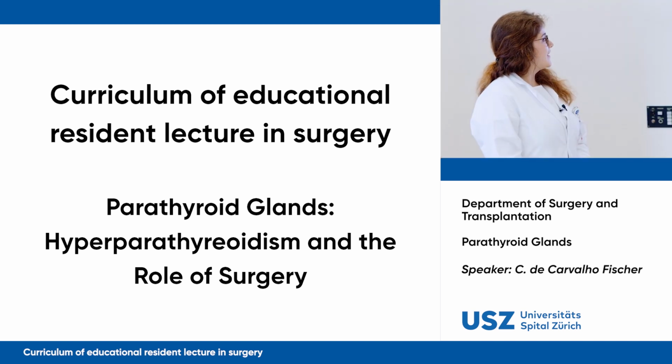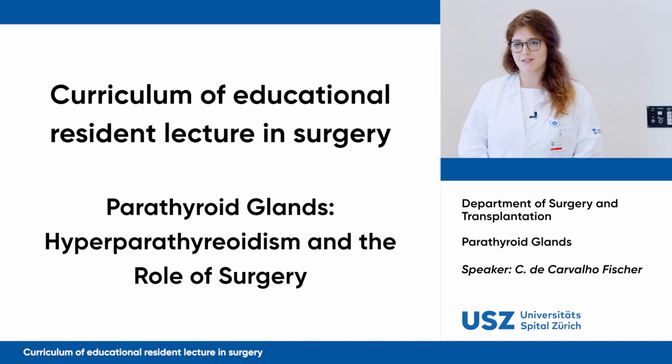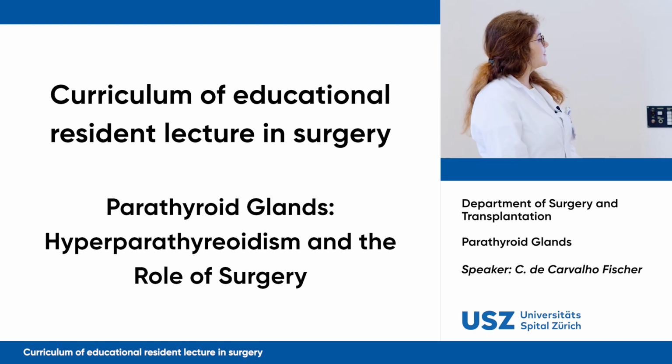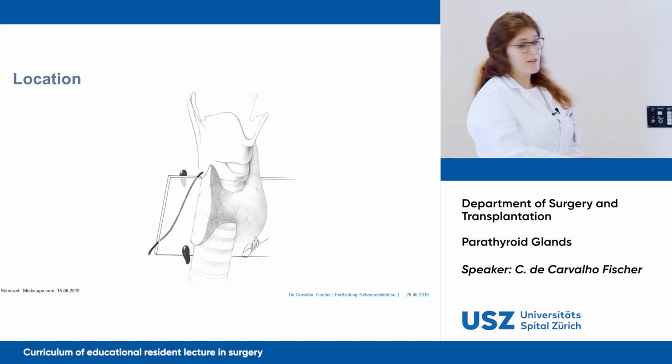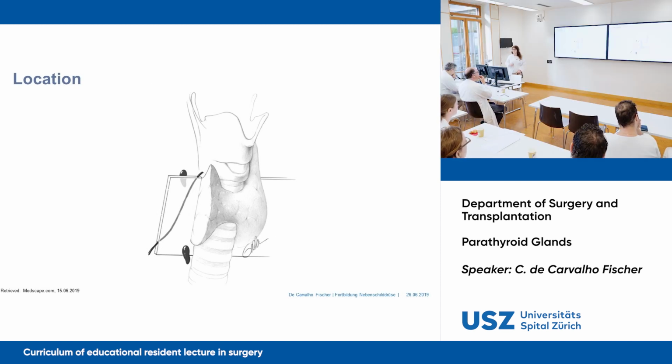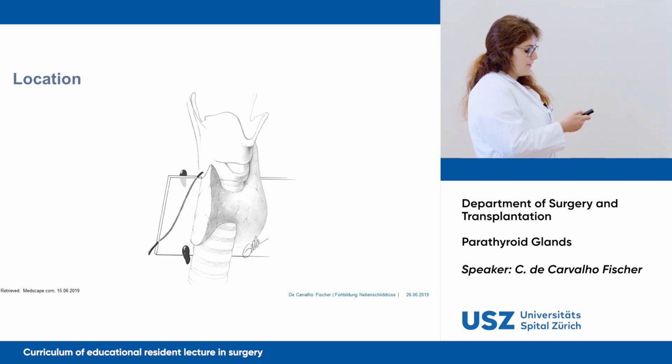Enjoy. So good morning. As was already said, the subject of today's talk is hyperparathyroidism and the role of surgery. We'll begin with some background information. We have 4 parathyroid glands, 2 up top, 2 at the bottom. They're generally on the dorsal aspect of the thyroid gland. However, their location can be very variable due to embryological migration patterns.